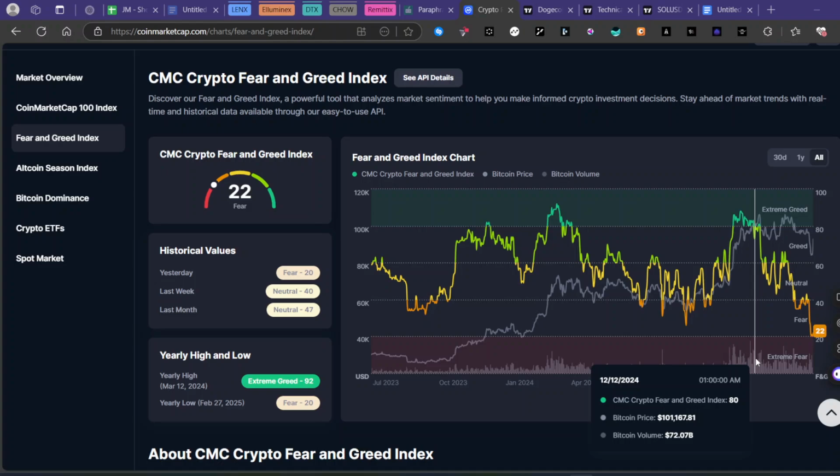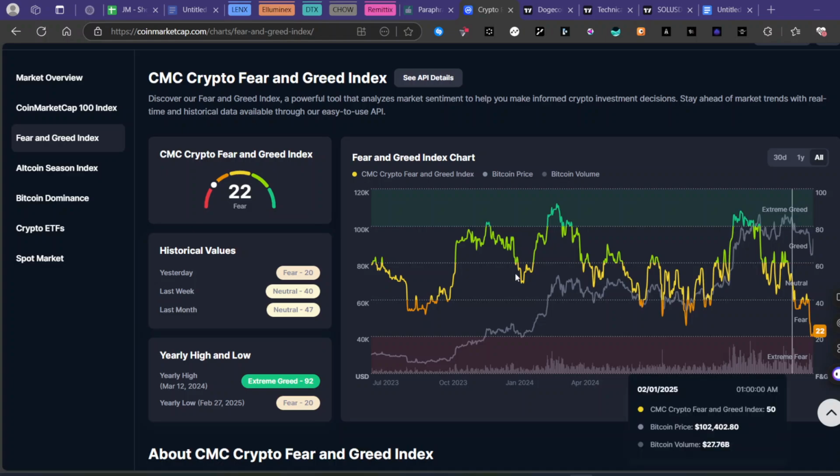Now, a pro tip: the fear and greed index works best when combined with technical indicators. It's not advisable to rely on the fear and greed index alone. You can use technical indicators like moving averages and RSI as additional confirmation tools, to get additional confirmation from the technical perspective.